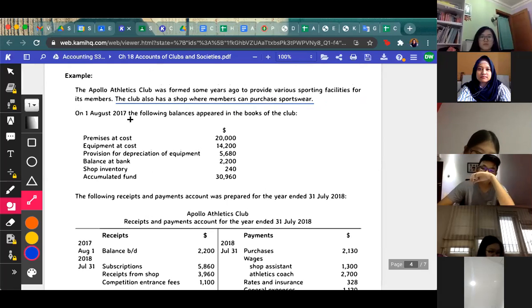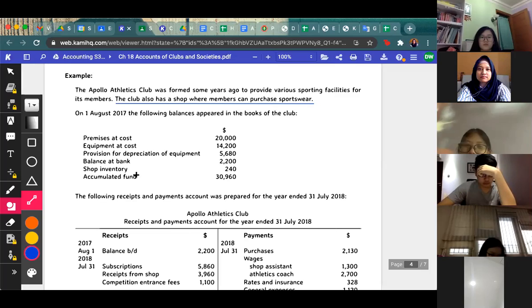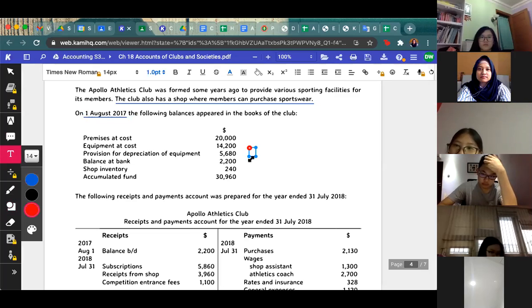On 1st of August 2017, the following balances appeared in the books of the club. You have premises, equipment, provision for depreciation, bank, shop inventory, and accumulated fund. 1 August means all of these are balance BD.